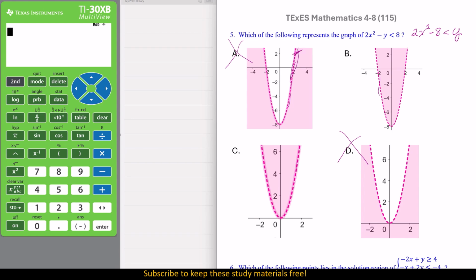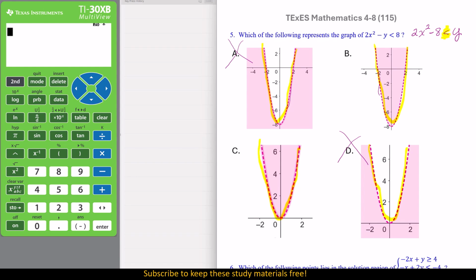I need you to make a note of how each of these curves has that dash line. See how they all have that dash line? If you don't already know, you need to make sure and look for that with your inequality. So we don't have to worry about it because they're all dash lines, and we've gotten rid of some shading issues. But now we're down to C and B.